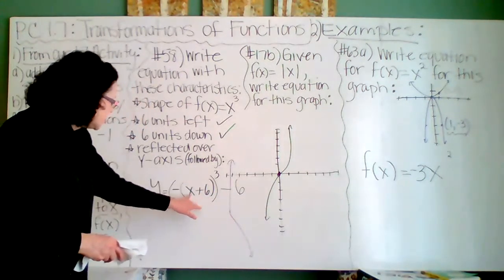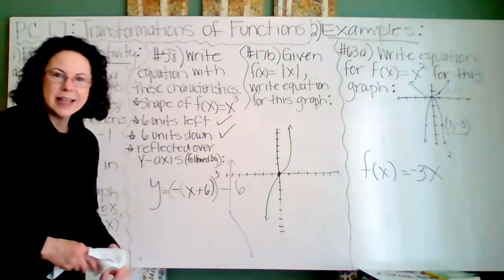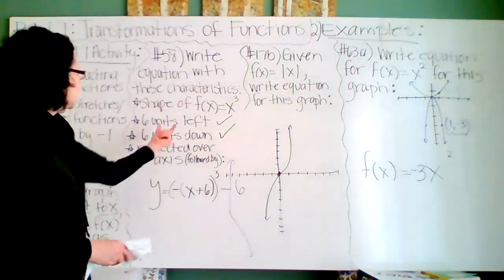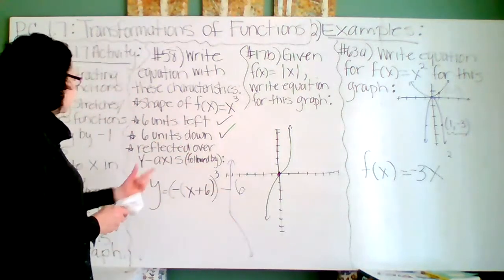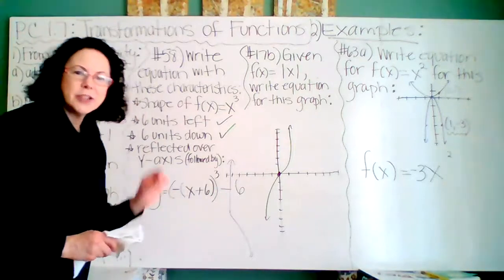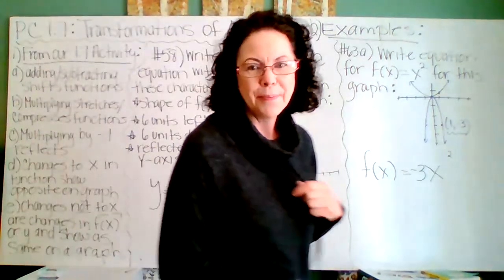Sure, can I distribute the negative to the x and to the plus six? Yes, but I like being able to see these perfect transformations by my rules. Left six, right here. Six down, right here. Reflected over the y-axis, right here. So I leave mine just like that so I can see all three according to my rules.